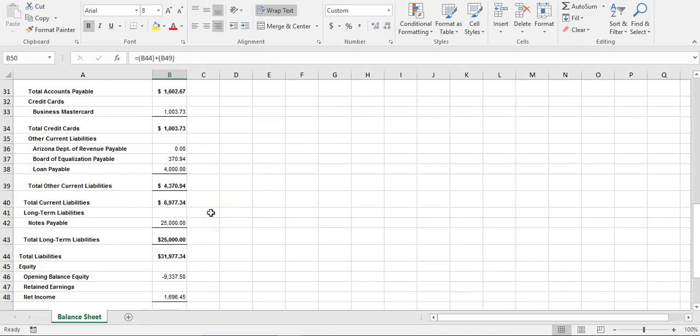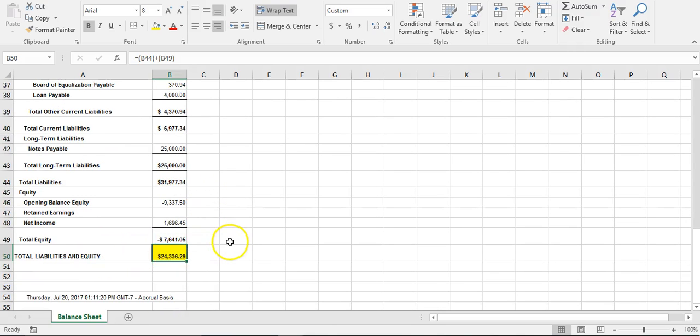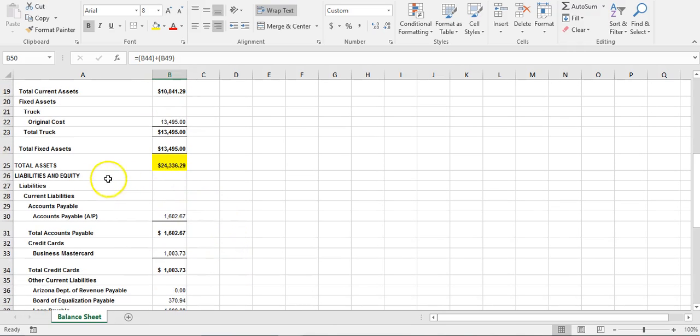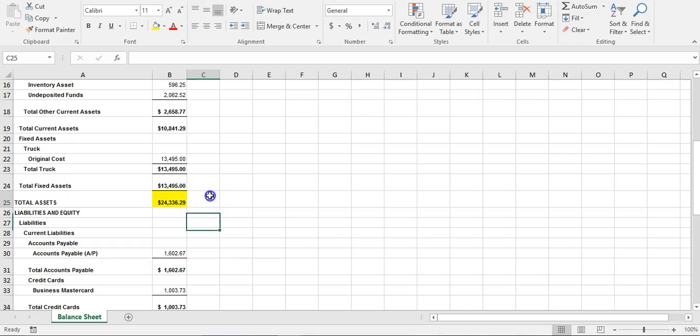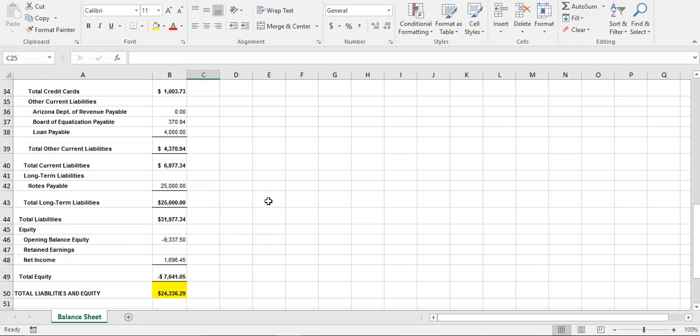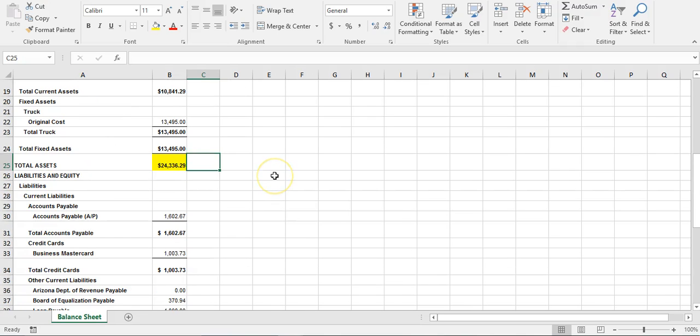Now, I highlighted the total liabilities and equity and the total assets because these two numbers always balance on a balance sheet. So you have your liabilities and you have your assets, and both sides always balance on a balance sheet.